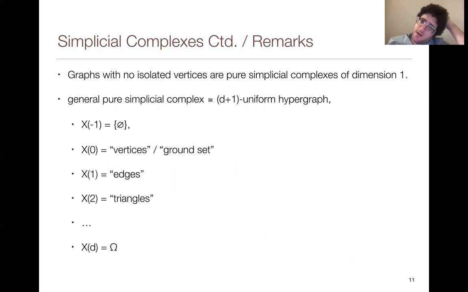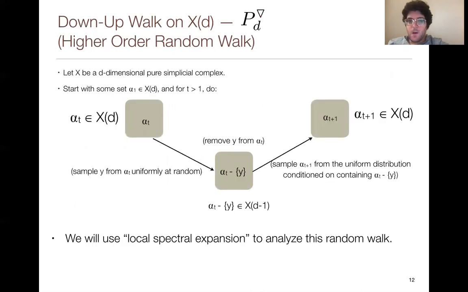Okay, when we think about it, a graph with no isolated vertices is just a pure simplicial complex of dimension 1. And in general, I can think of a general pure simplicial complex as a d plus 1 uniform hypergraph, where X_{-1} is just the empty set, X_0 is the set of vertices of my hypergraph, X_1 is the set of edges of my hypergraph, X_2 is the set of triangles of my hypergraph, and so on and so forth.